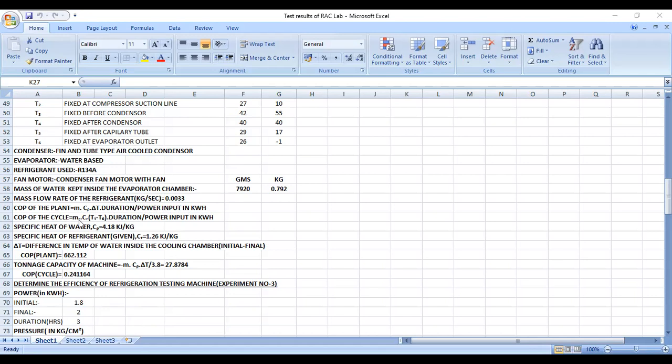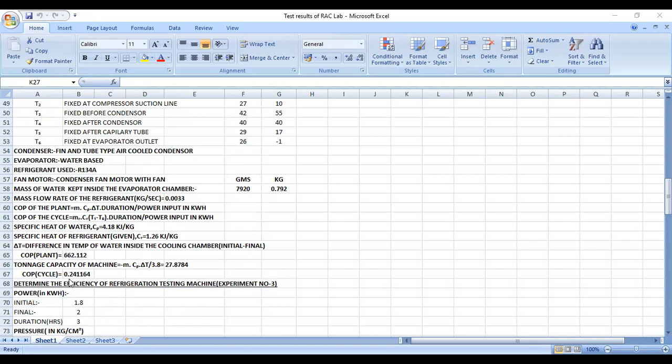The COP of the cycle is m_R C_R (T1 minus T6) times duration, divided by power input. The specific heat of water is Cp 4.18 kJ per kg and that of refrigerant is 1.26 kJ per kg. So delta T, the difference in temperature of water inside the cooling chamber, initial minus final, is 662.112. The tonnage capacity of the machine thus becomes mCp delta T over 3.8.